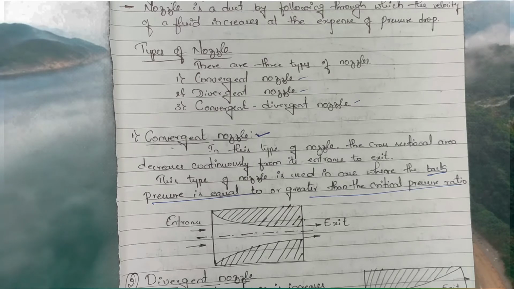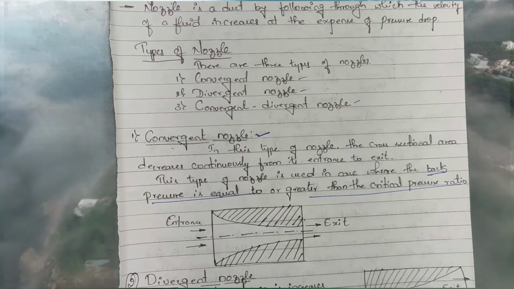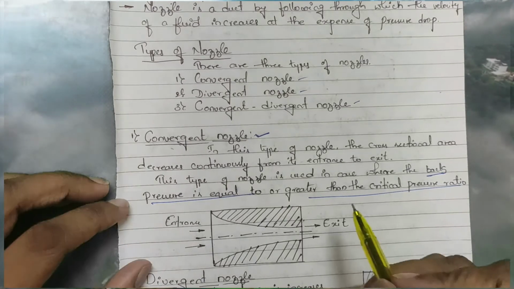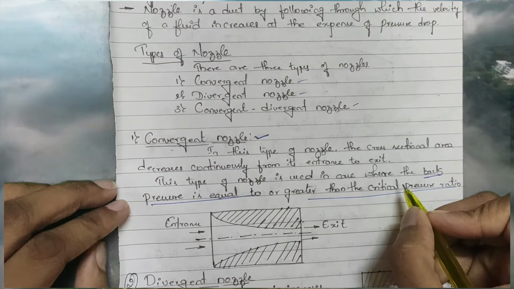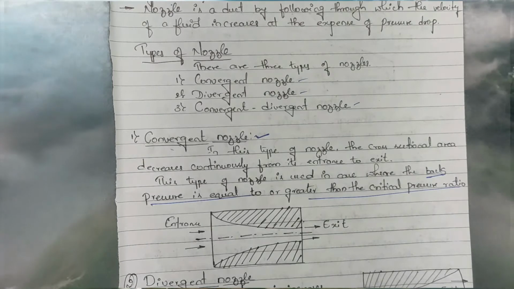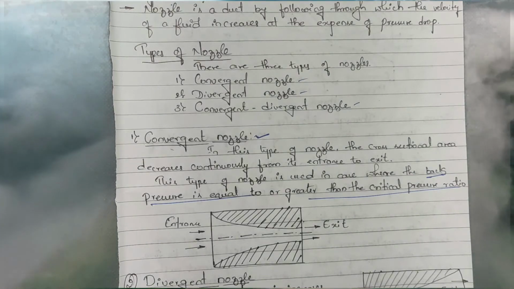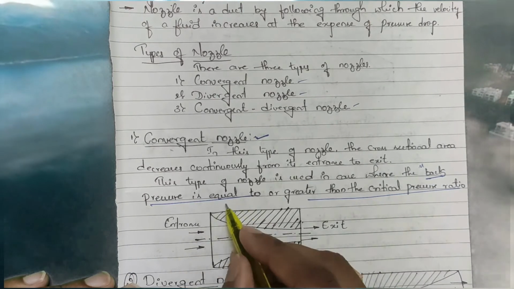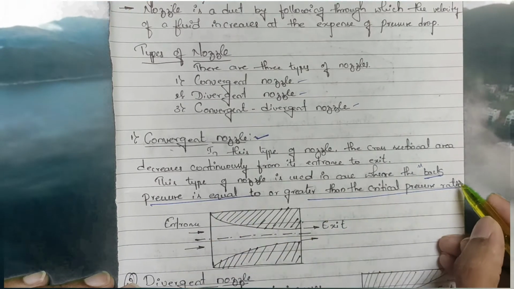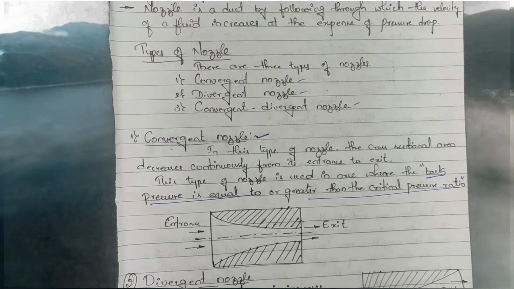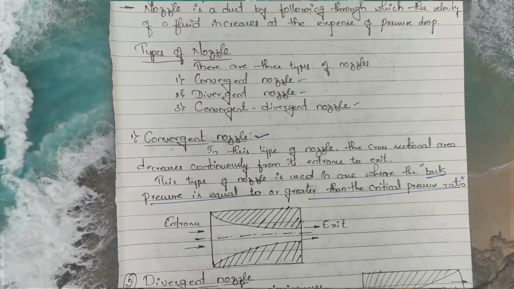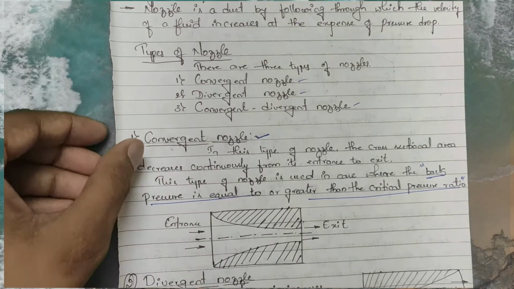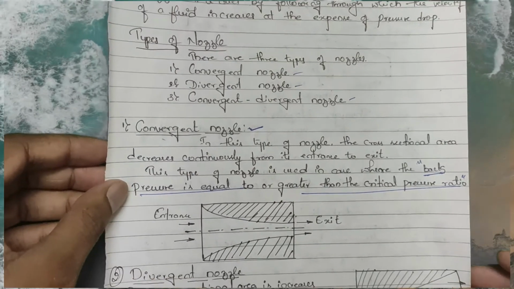Where are you going to use this type of nozzle? That is another question. You are going to use this nozzle where the back pressure is equal to or greater than the critical pressure ratio. This is the convergent nozzle.